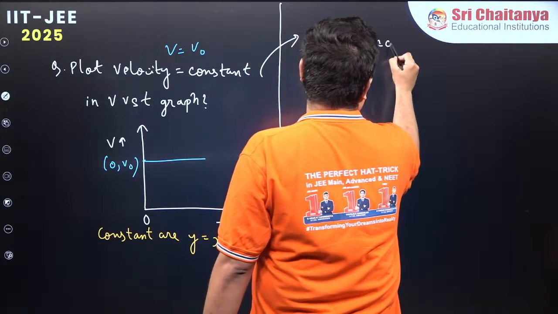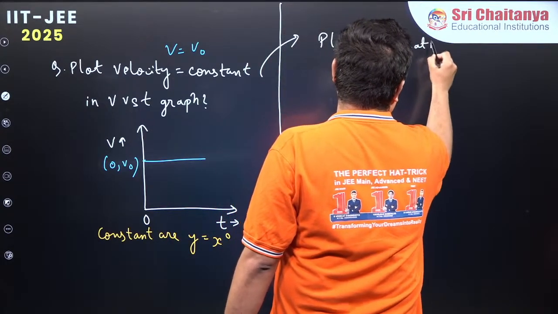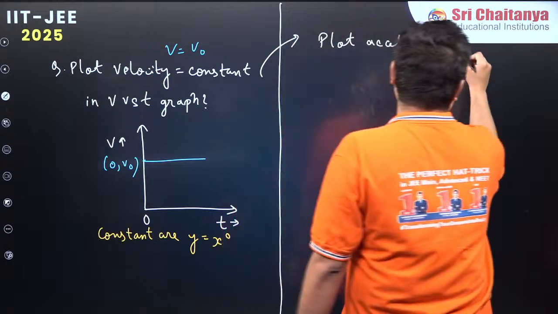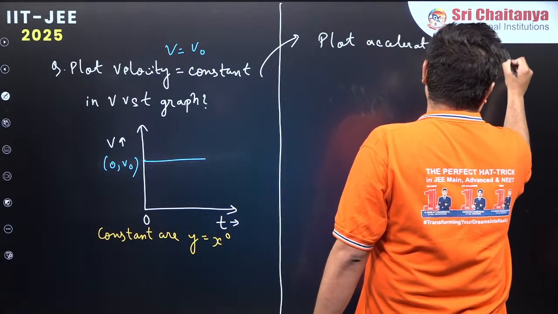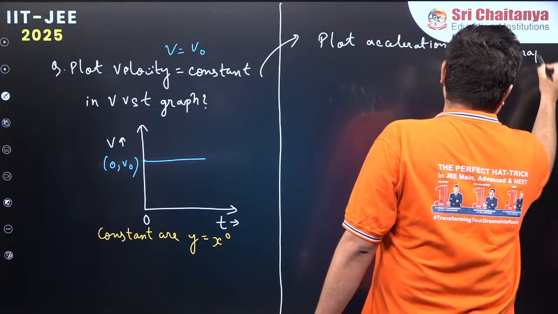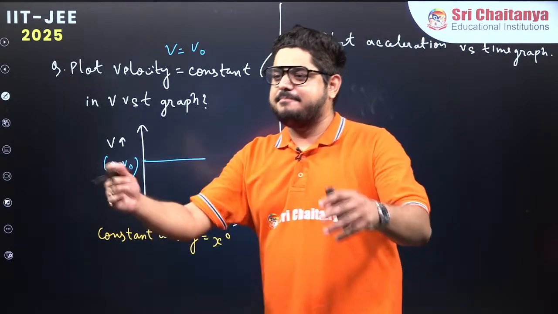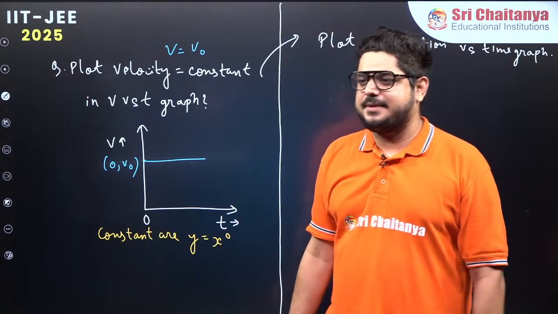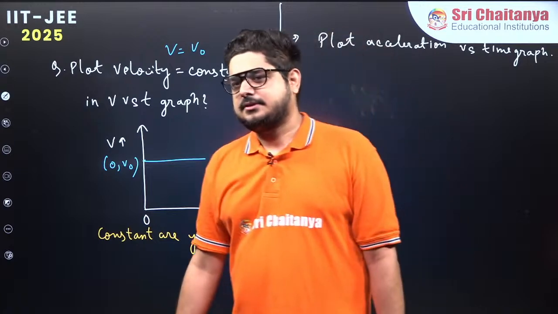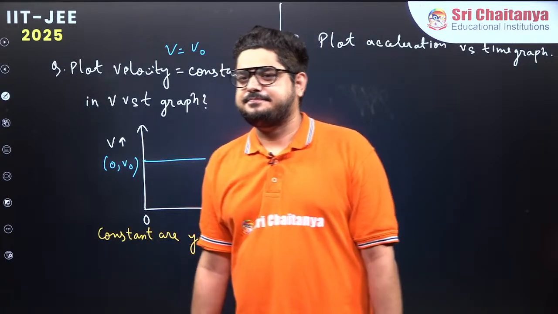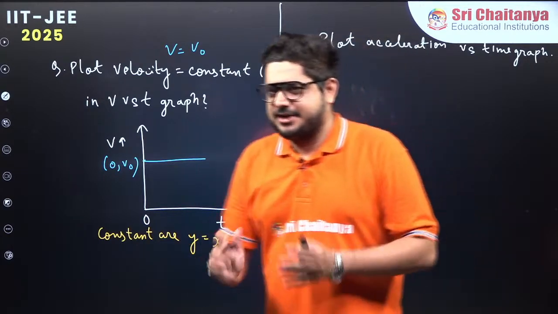Okay. So now if I am asking you from this graph itself to plot the acceleration versus time graph, then can anyone tell me what's going to be the nature of the graph? I hope I am audible to everyone. So what's going to be the nature of the graph, everyone? What do you think? Acceleration versus time.